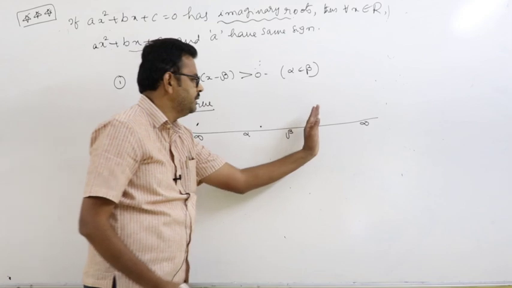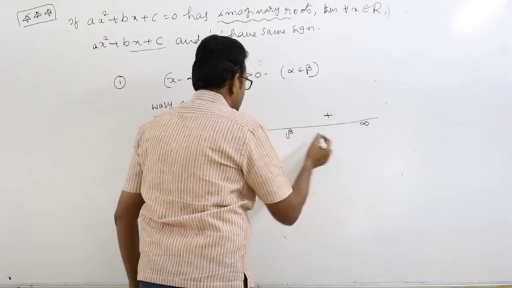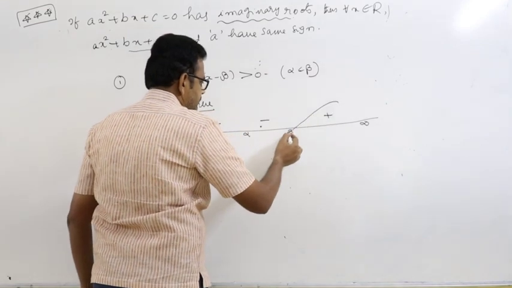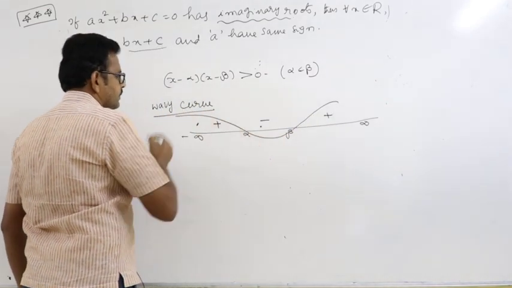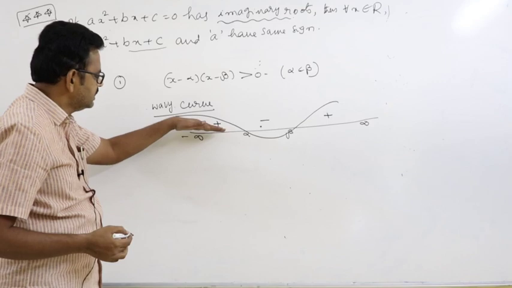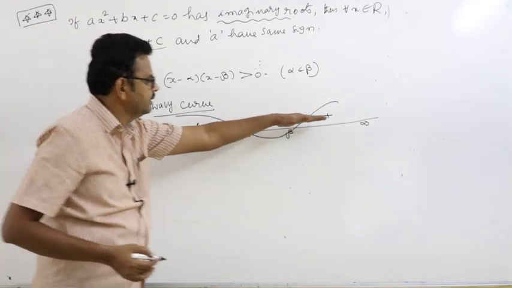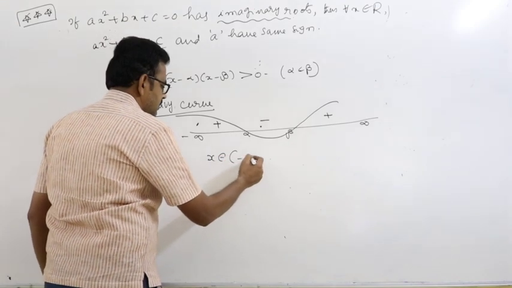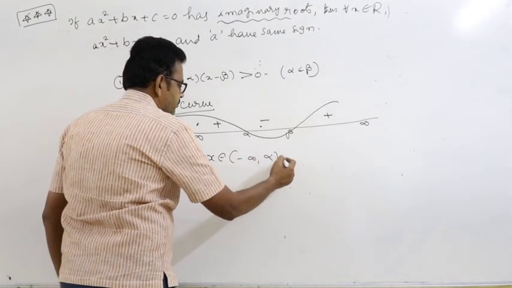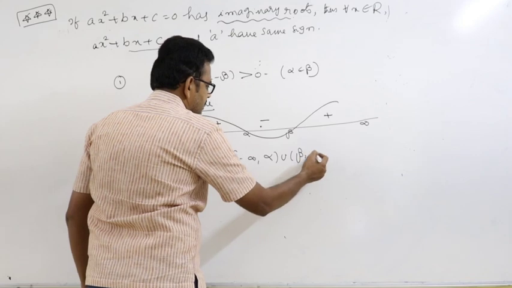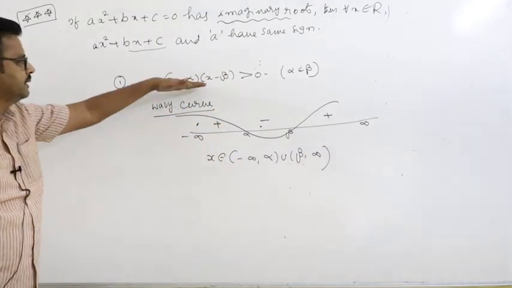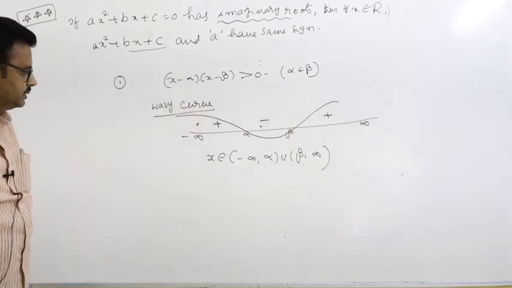To the right of beta, put always plus. Next minus, next plus, alternating signs. Greater than 0 where? This is plus sign and here in this interval. So, x belongs to minus infinity comma alpha union beta comma infinity. This expression is positive.